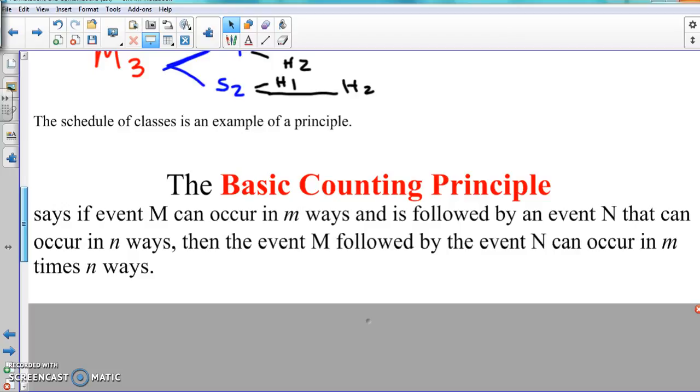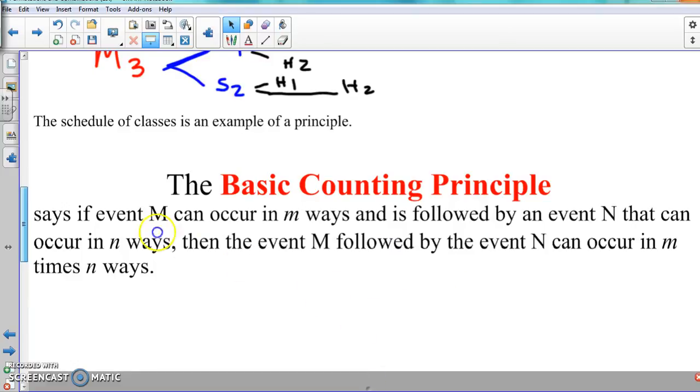All right, so the basic counting principle says if event M can occur in M ways and is followed by an event N that can occur in N ways, then the event M followed by the event N can occur in M times N ways. And you're like, that makes so much sense. Yeah, woo! Sounds like all the other math stuff.